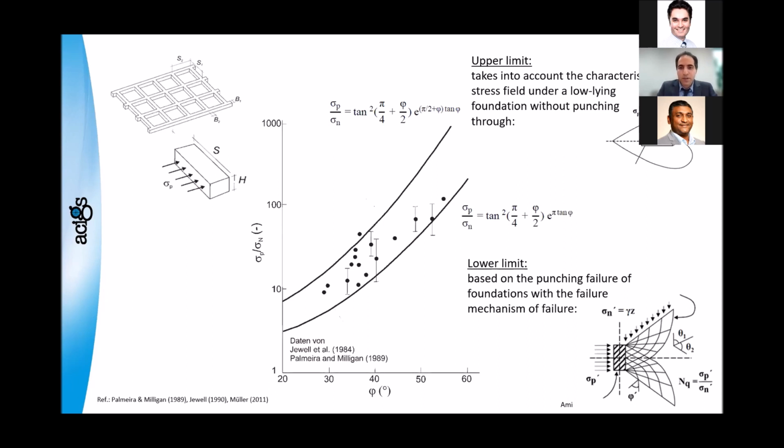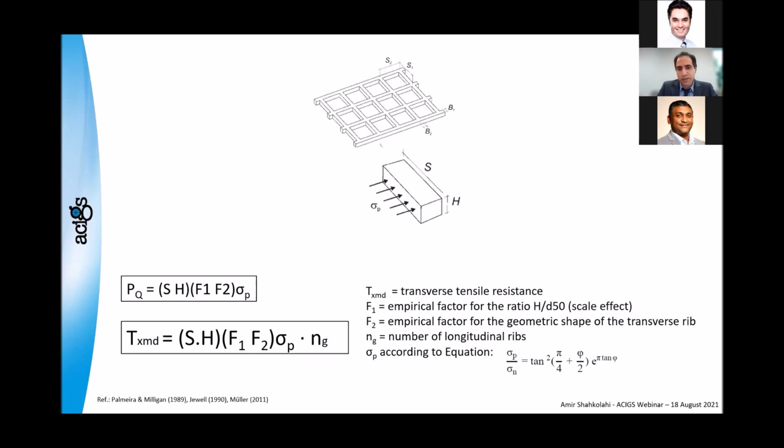This was developed many years ago, and this shows the range based on different studies. Thickness is very important here, as you can see, and based on that, we can calculate the force. P is the force applied to that rib, and T is the tensile resistance. F1 and F2 are factors. F1 is the scale factor, which is the empirical factor for the ratio of rib thickness to D50 of the gravel. And F2 is the empirical factor for the shape of the rib. This is how we calculate, or are suggested to calculate, the P and the T, which is the transverse tensile resistance for punched and drawn, or extruded geogrids.